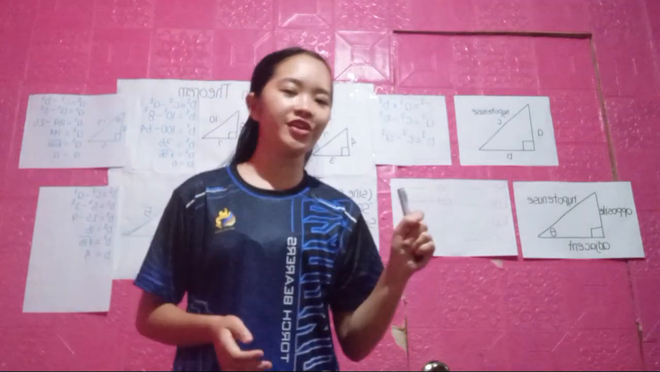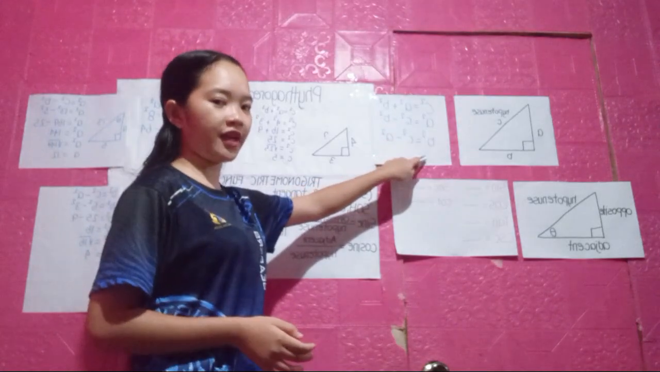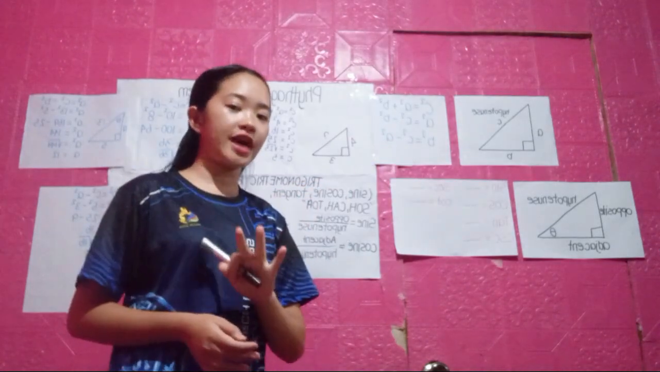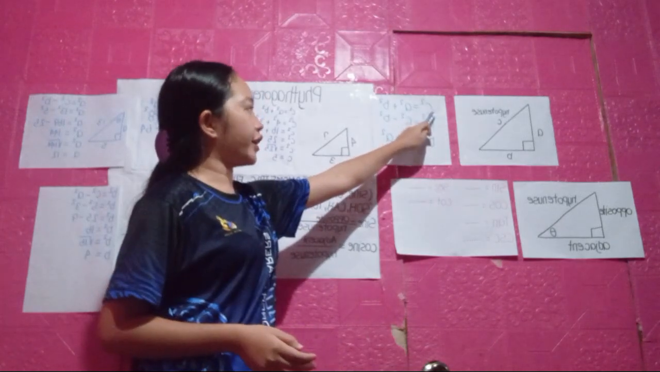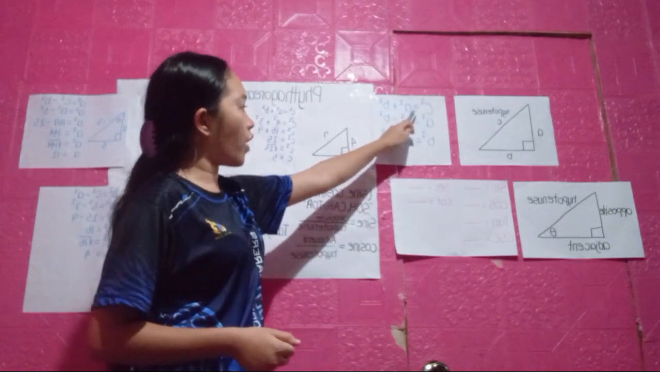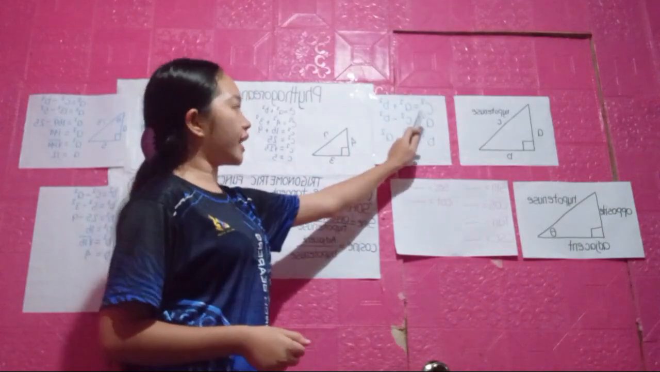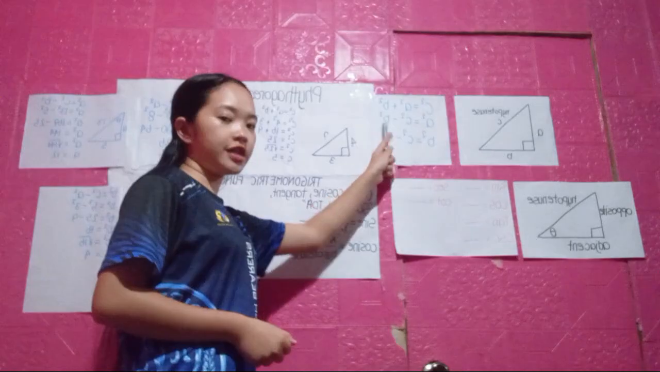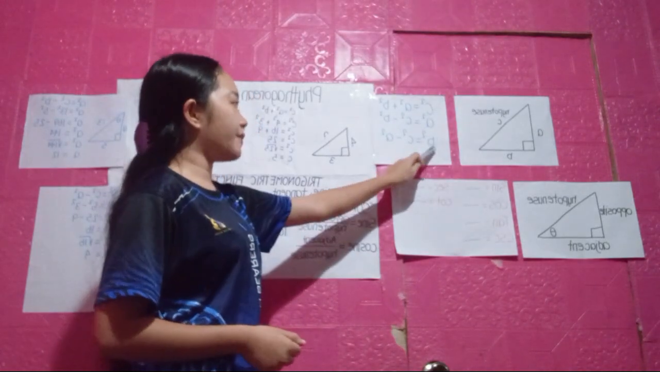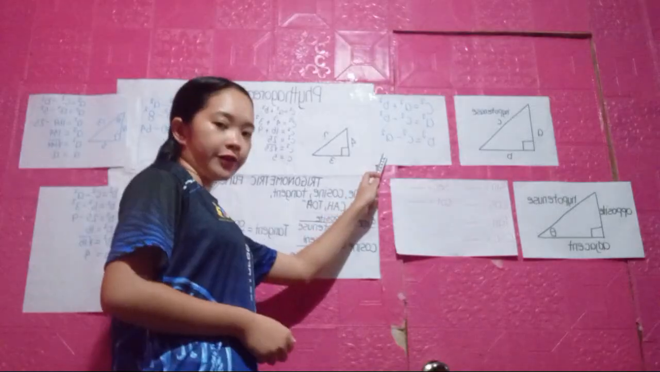So, we can use the Pythagorean theorem through these formulas. We have three formulas of the Pythagorean theorem. The first formula is c squared equals a squared plus b squared. And the second formula is a squared equals c squared minus b squared. And the third formula is b squared equals c squared minus a squared.